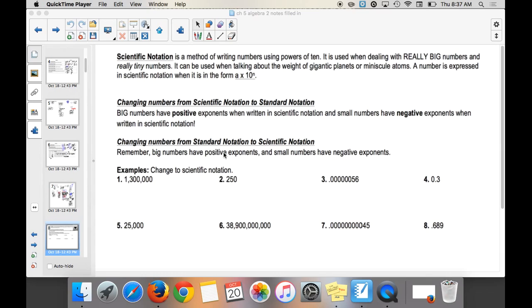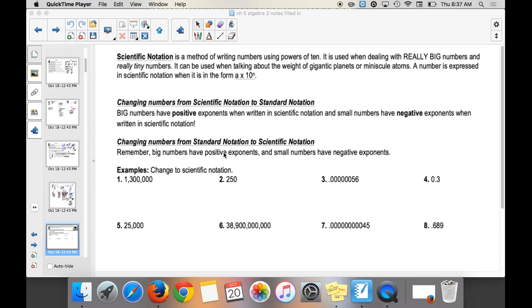So I don't really tell my students to move to the right and move to the left and so on. I really just tell them to know whether or not you have a really big number or if you have a really small number. So really huge numbers are going to have positive exponents. Really small numbers are going to have negative exponents, okay? So we will talk a little bit about the right and the left, but don't try to memorize that because then people will mess it up when going from scientific to standard and then standard to scientific. They just get them confused, okay?